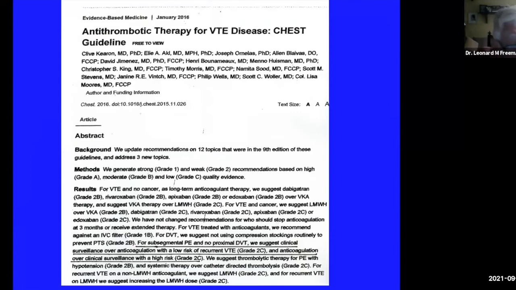And here's a statement from the American College of Chest Physicians. And look what I've underlined on the bottom. For subsegmental PE and no proximal DVT, we suggest clinical surveillance over anticoagulation. They're telling you right here that the small pulmonary emboli we pass every day do not need to be anticoagulated.